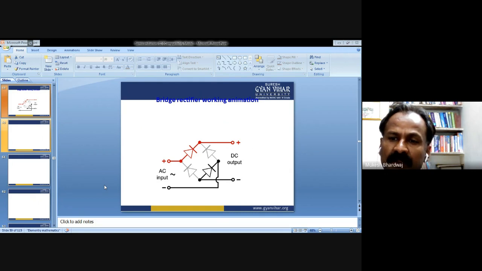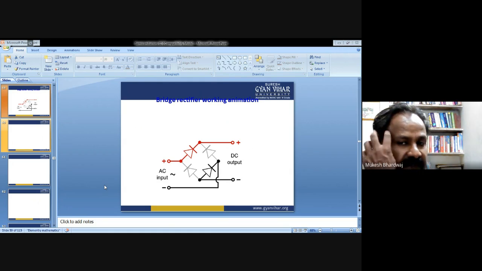The current flowing in the full wave rectifier without filter is given by, as we had discussed, 2 Im upon pi minus 4 Im upon 3 pi cos 2 omega t minus 4 Im upon 15 pi cos 4 omega t. Since the impedance of the inductor increases with frequency, there is a better filtering action for higher harmonic terms.